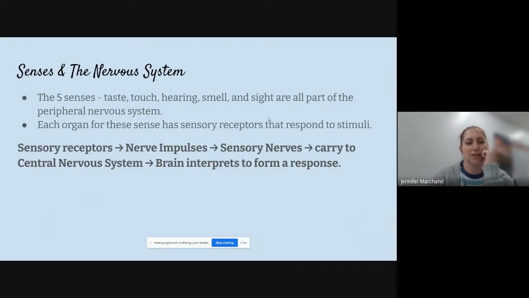Obviously, we know what the 5 senses are: taste, touch, hearing, smell, and sight. Each of these has different sensory receptors that respond to stimuli. This is the path it works in. First you have sensory receptors, then nerve impulses, then sensory nerves. They carry all of that to the central nervous system, and then the brain interprets it to form a response. I would take a look at this slide because you might have a quiz question on this.